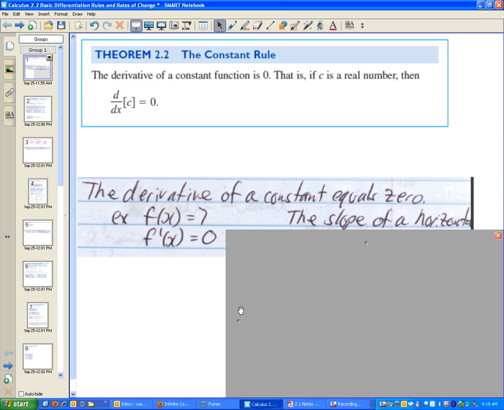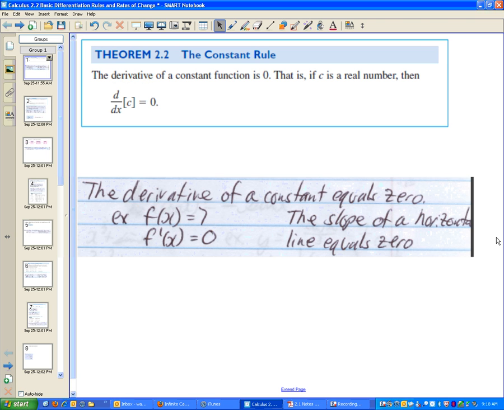Now, why is it true that the derivative of a constant equals 0? Because a constant function, if you graph it, is a horizontal line. And what's the slope of a horizontal line? 0. Since the slope of a horizontal line equals 0, the derivative of a constant equals 0. Because what is a derivative? Slope.